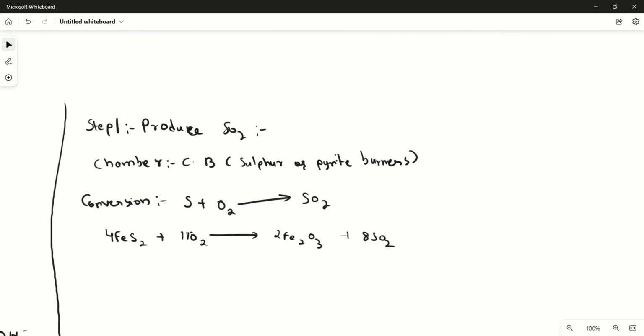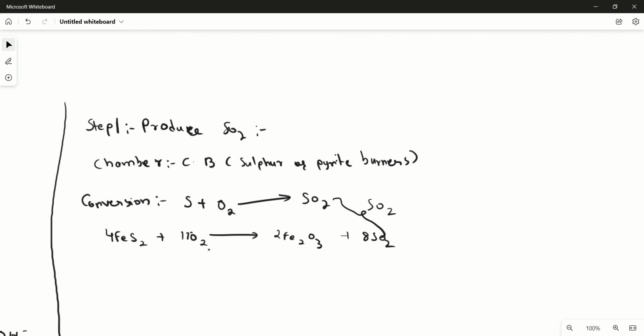Anyways, so there's two reactions in this, you gotta remember. S plus O2 gives SO2, and 4FeS2 plus 11 O2 gives us 2Fe2O3 plus 8 SO2. There we have it. Okay then, let's continue. So we have produced sulfur dioxide.